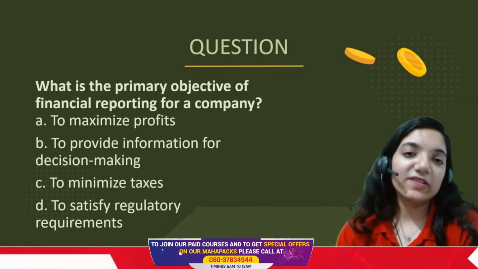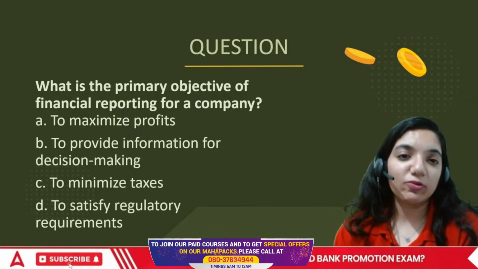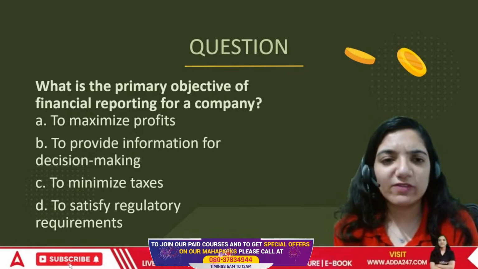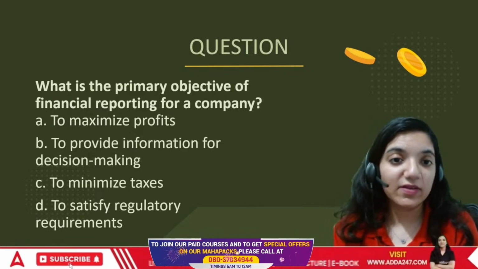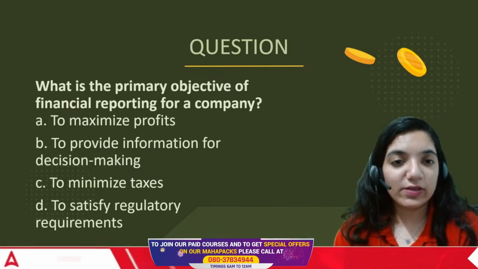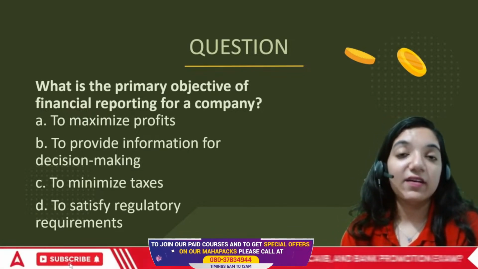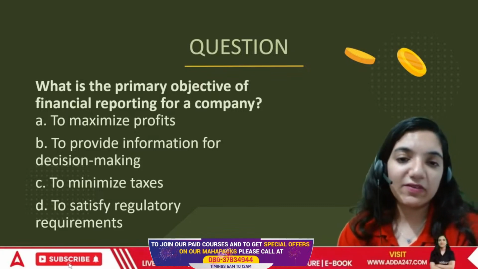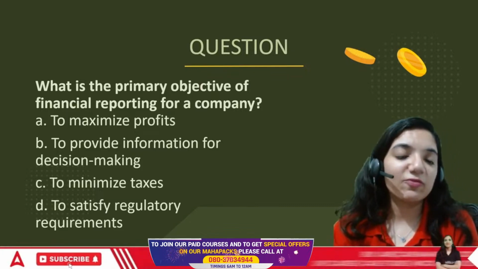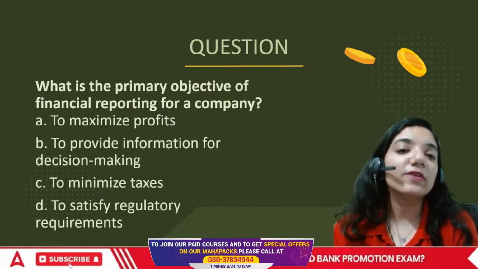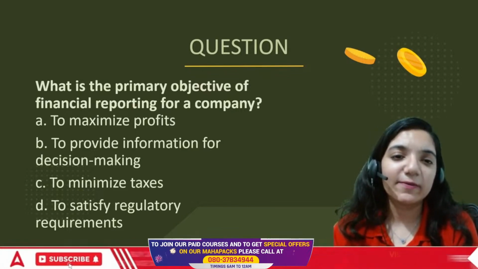Next point, what is the primary objective of financial reporting for a company? Why do they do the reporting portion, everyone? Is it to maximize the profit, or to provide information for decision making, or to minimize the tax, or is it to satisfy regulatory requirements? Why do we do it, everyone? What's that one big solid reason for which we're going to look for the primary objective?